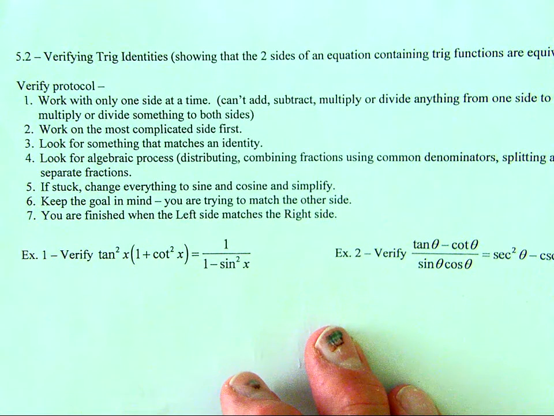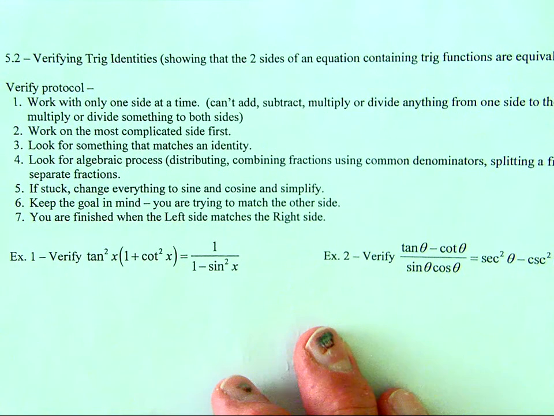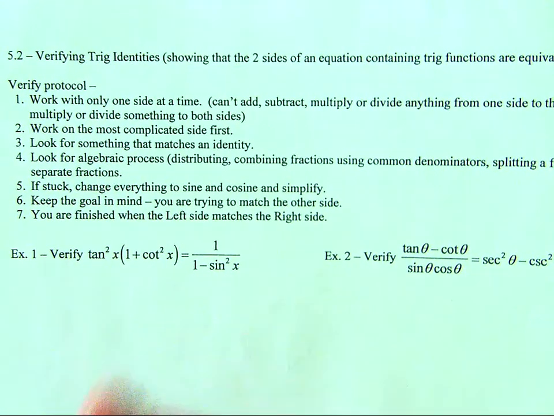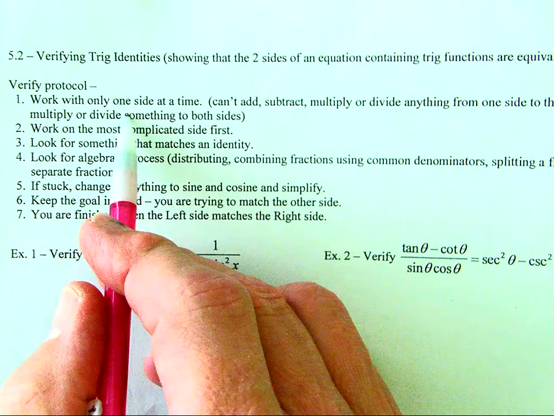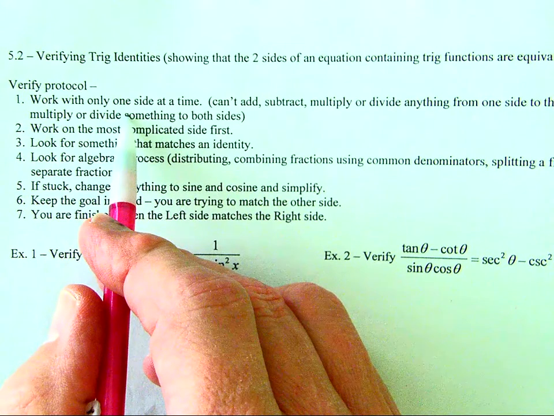What you have to do is show that that is an equal statement. You have to verify that it's equal. So you have to show that the two sides are identical, that they're equivalent. Now there's some rules for it. A big important one is you can only work with one side at a time.